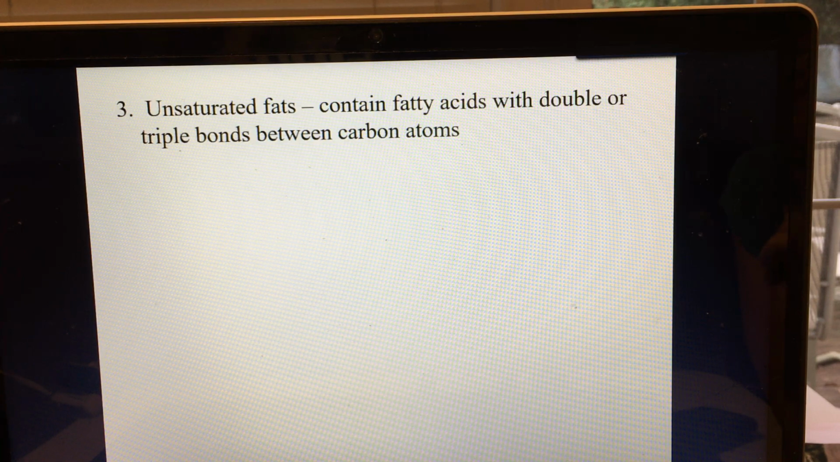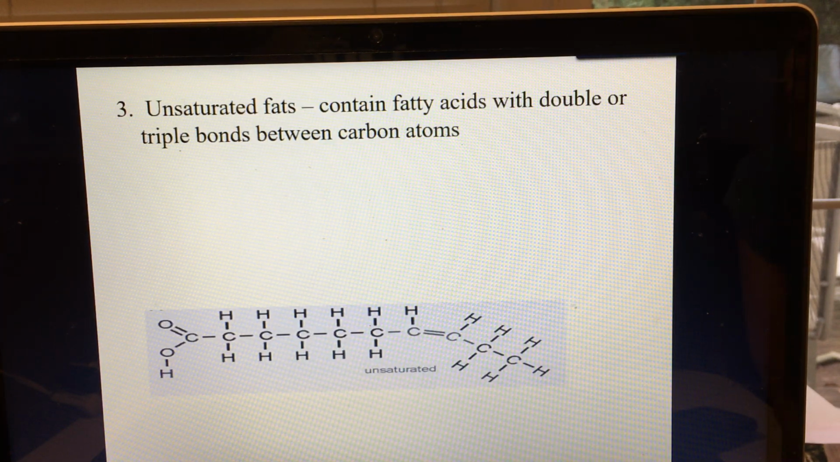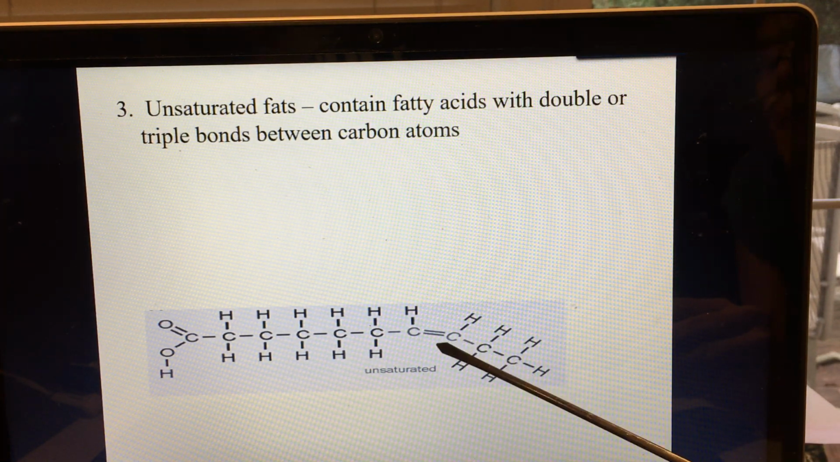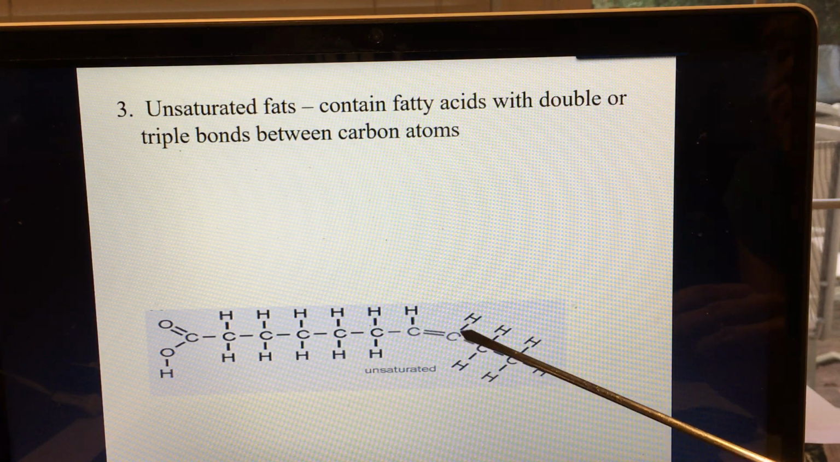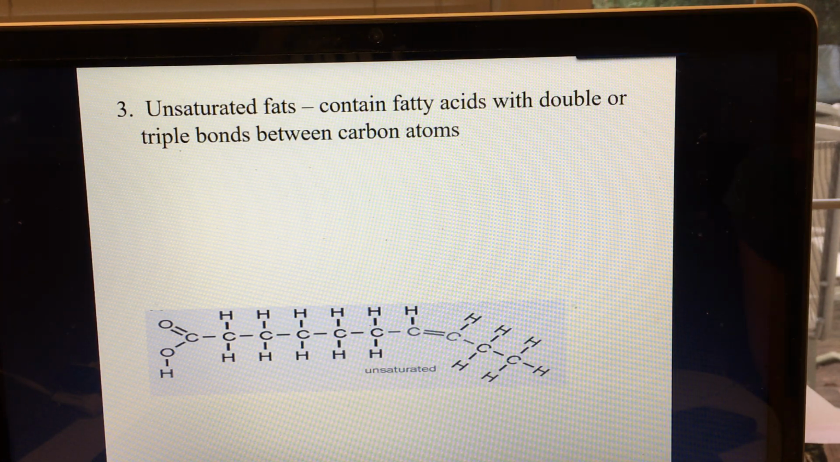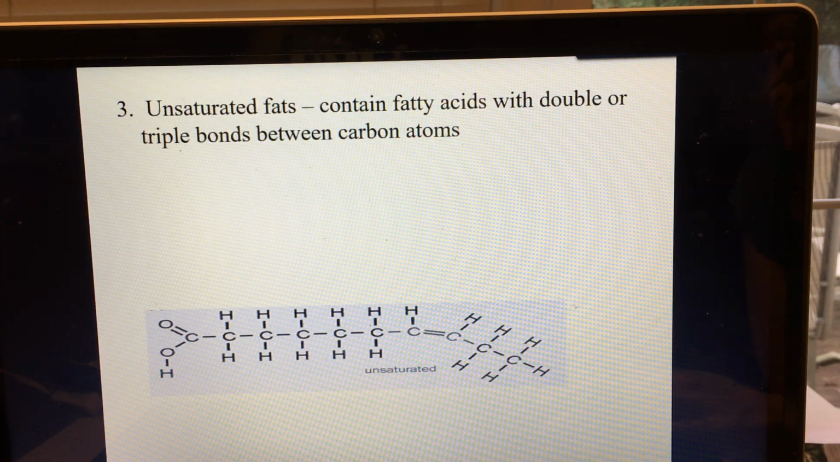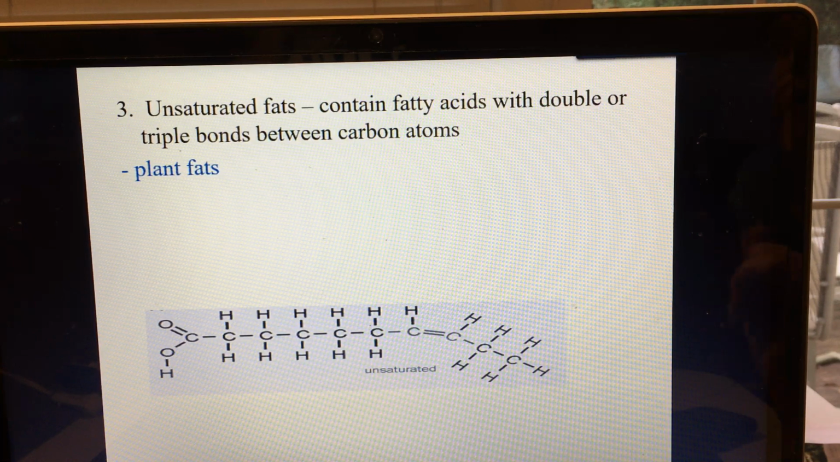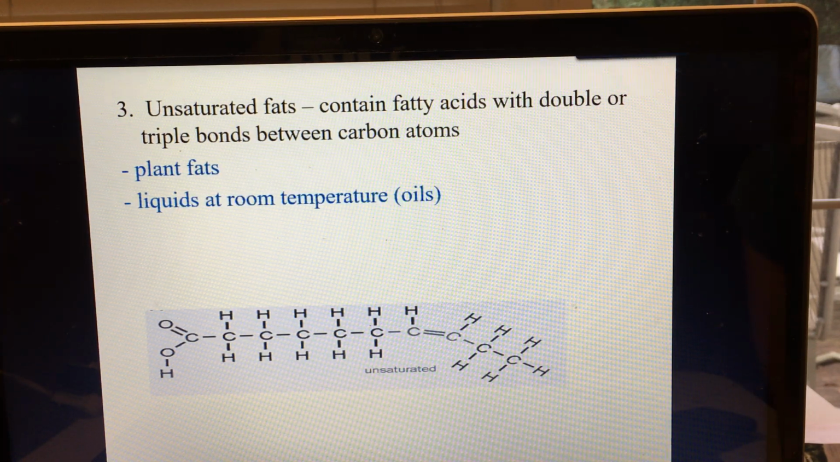Unsaturated fats contain fatty acids with double or triple bonds between the carbon atoms. I will show you an unsaturated fatty acid. Typically, an unsaturated fatty acid is often bent, and you'll notice that there is a double bond between these 2 carbon atoms here. This is only one type of fatty acid that can be bonded to the glycerol that I showed you on the previous screen. Unsaturated fats tend to be found in plants like olives, avocados, walnuts, and almonds. They tend to be liquids at room temperature, so more often they're the oils that you have in glass containers at home.